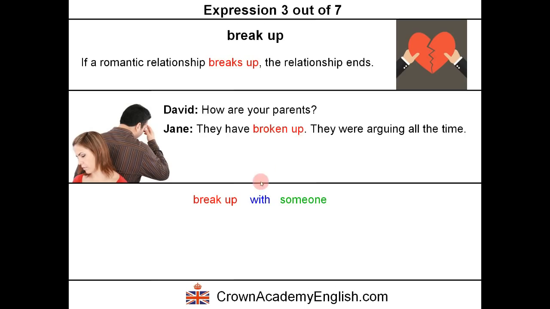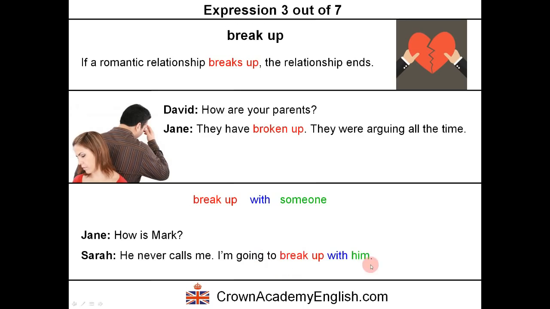And here is another expression. This is the form: break up with someone. Jane asks, "How is Mark?" And Sarah replies, "He never calls me. I'm going to break up with him." So this means that Sarah is going to separate with Mark. It is Sarah who is making the decision. It is Sarah who is taking the initiative. Okay, so Sarah is going to tell Mark that the relationship is finished. So Sarah wants to break up with Mark. Okay, break up with someone.